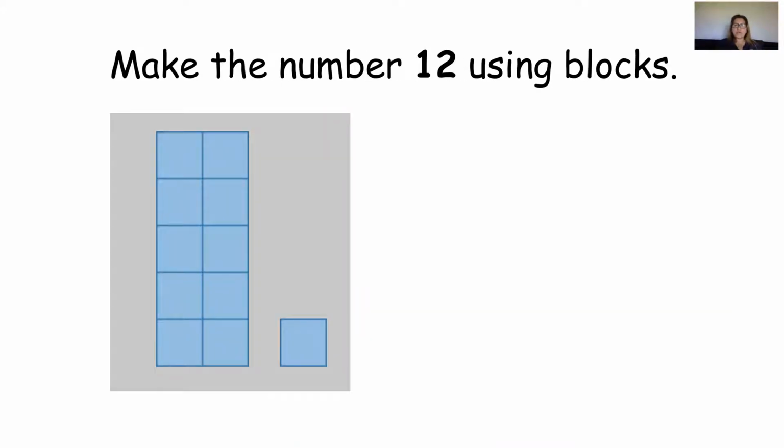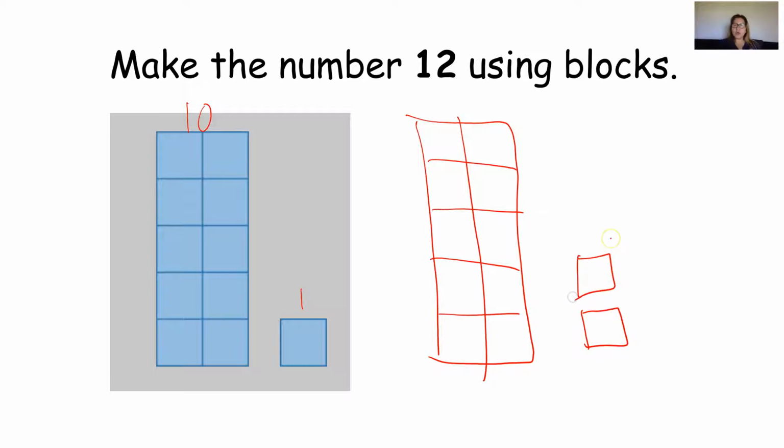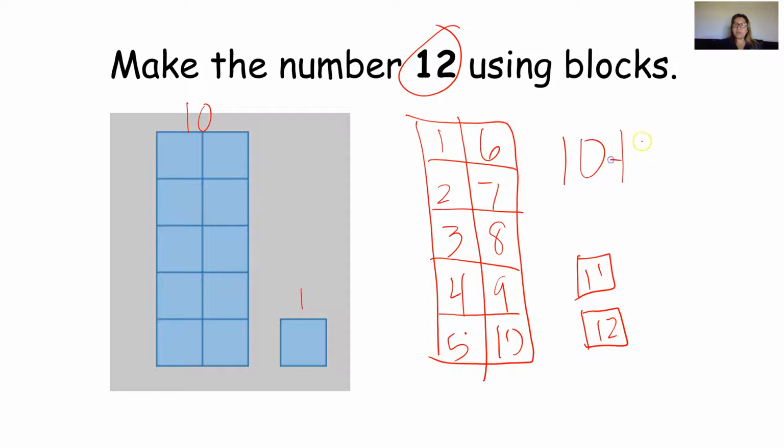Make the number 12 using blocks. So remember, this represents 10, and this represents 1. So I am going to make a tens frame. 1, 2, 3, 4, and then I'm going to make 1, 2. So let's count and see if I have 12. 1, 2, 3, 4, 5, 6, 7, 8, 9, 10, 11, and 12. I do. So I have 10 plus 2 equals 12. So I have my 10 here, 11, and 12.